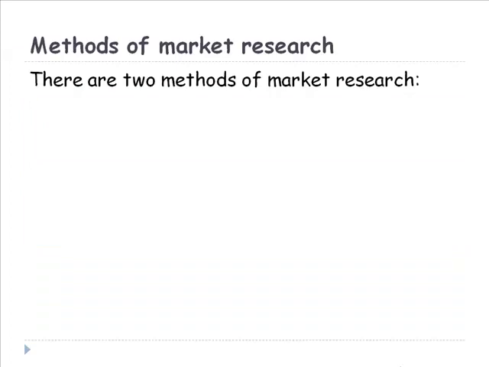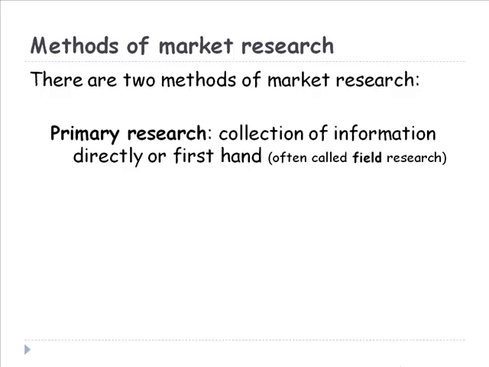Just to remind you, market research is the collection of information about an existing or potential product. There are two main types of market research. The first is primary research, which is the collection of information directly or first hand. This is often known as field research. What this basically means is you go out and collect the research yourself, in the form of questionnaires, telephone interviews, surveys, votes, and focus groups. It's all about you going out there and collecting the information directly and first hand, and it's called field research.